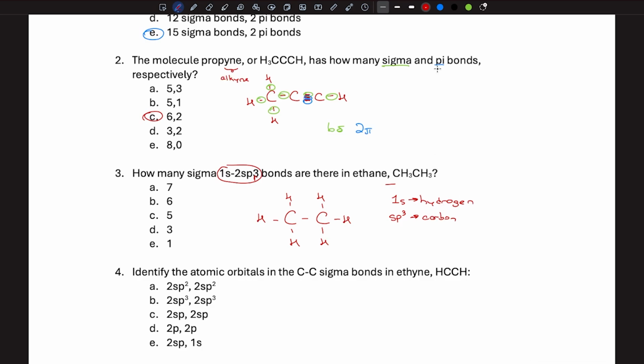And so I see, well, 6 of them. 1, 2, 3, 4, 5, 6. And so our answer should be 6. Realize that it's not really asking you anything else. If you counted this carbon-carbon bond, you'd be wrong. It's only asking for the carbon-hydrogen bonds.